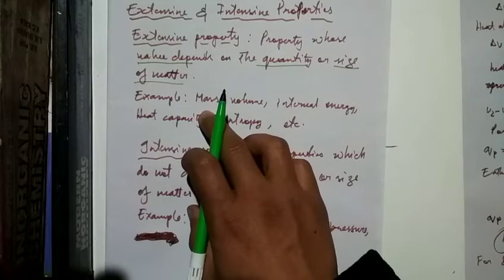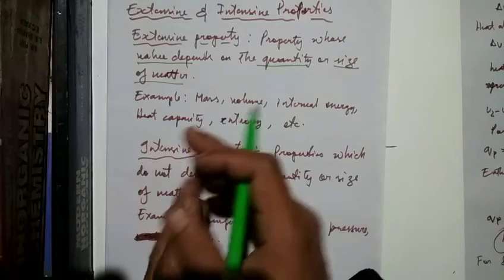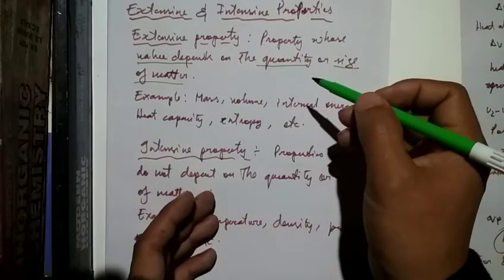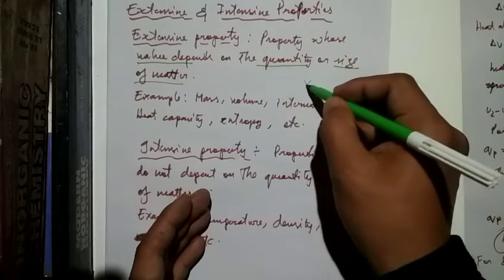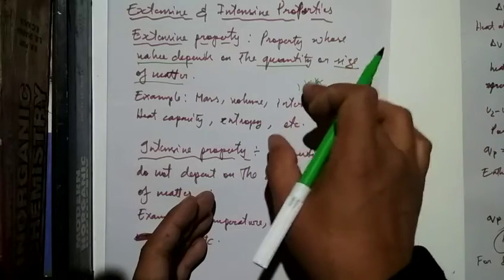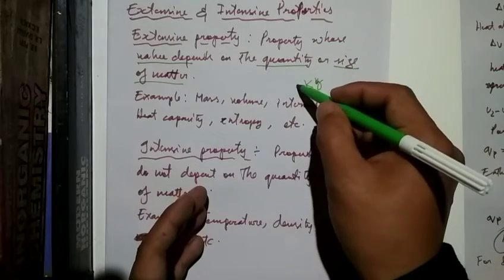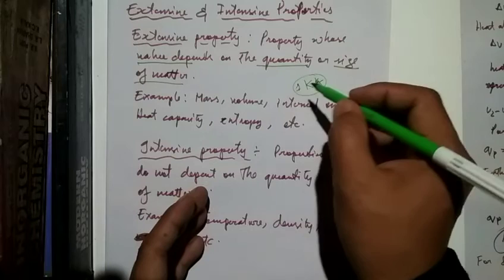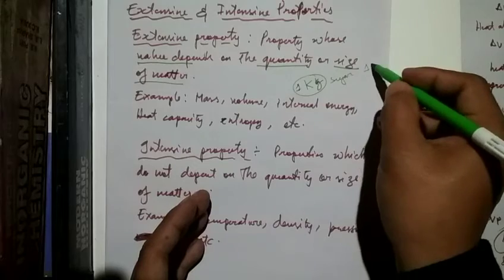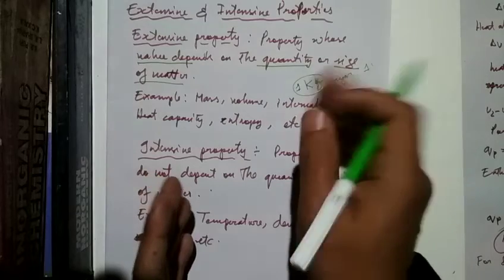Mass will depend on the quantity also, how much quantity is present. Suppose the mass of one textbook is 1 kg. If you add one more book, it will increase. Or 1 kg mass of sugar, if you add one more kg, it will increase to 2 kg. So mass depends on the quantity or size.